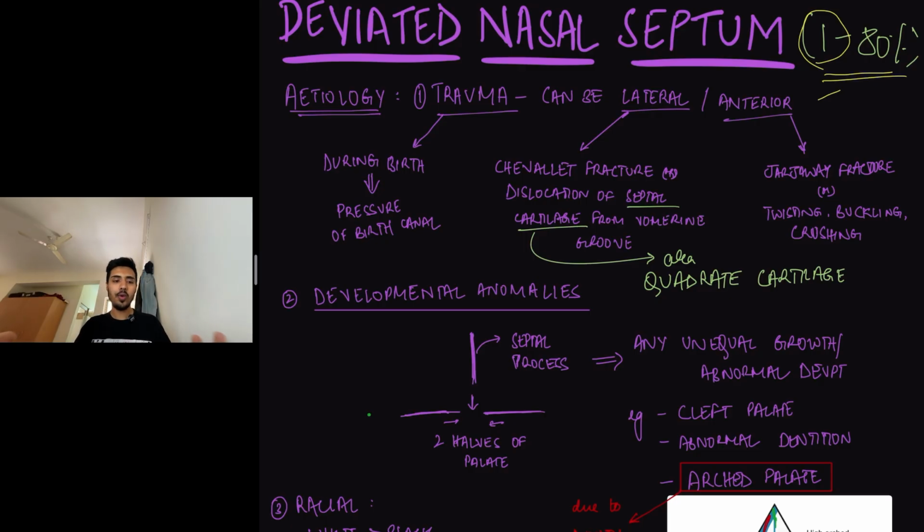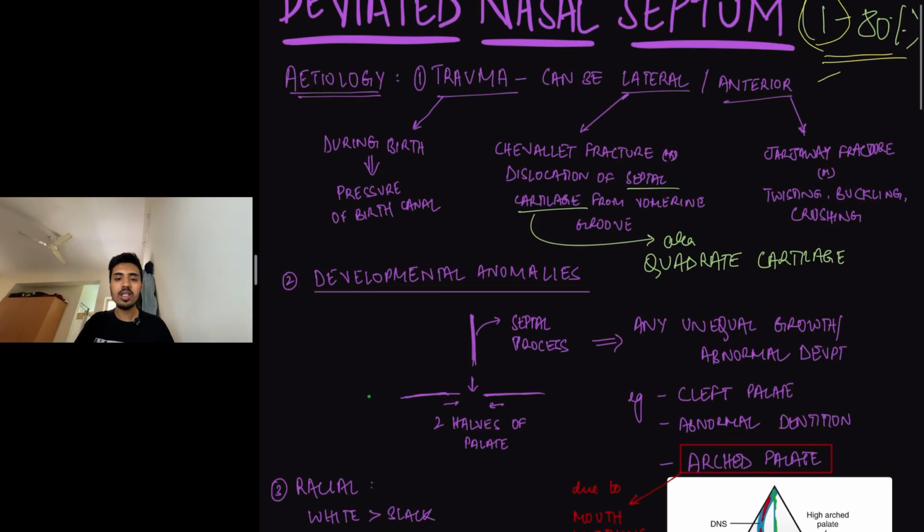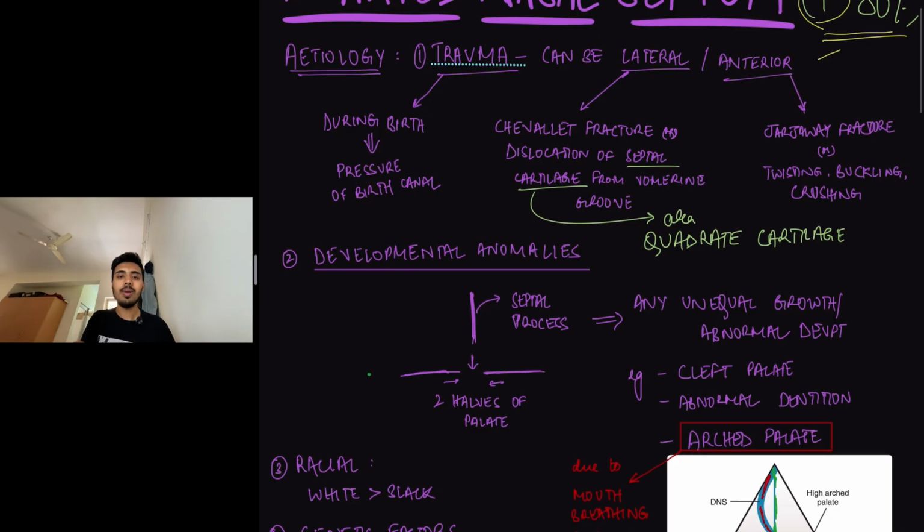Now let's look at the four etiological conditions or risk factors. Number one is trauma. As you can know, trauma can cause deviated nasal septum. Now, trauma can be lateral, it can be anterior, it can be during the birth. During the birth, when the baby is passing through the birth canal, because of the pressure, there can be trauma. Then, anterior trauma can lead to twisting of the cartilage, crushing of the cartilage, buckling of the cartilage, and even a fracture of the septal cartilage and the bone known as Jarjaway fracture.